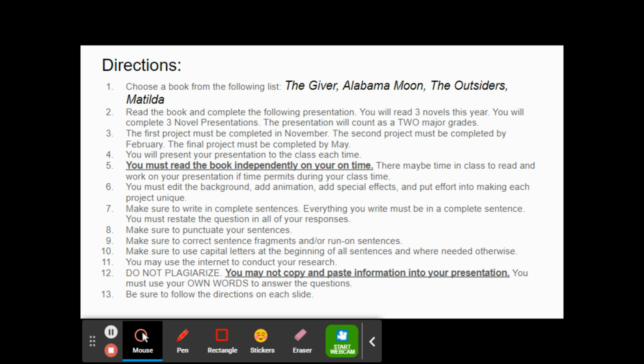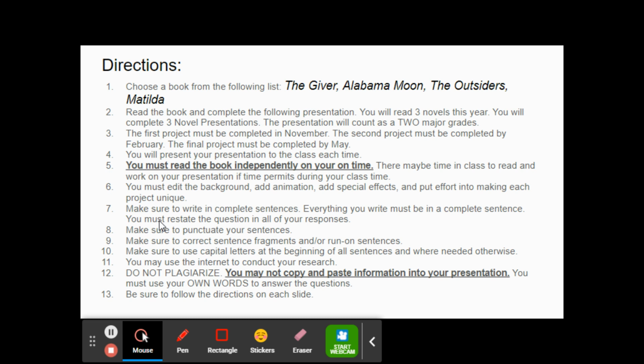Just hold on. All right. Make sure to write in complete sentences. Highlight this on your slide. Everybody be on the slide. I want everybody on the direction slide right now. All right, everybody is on the direction slide.